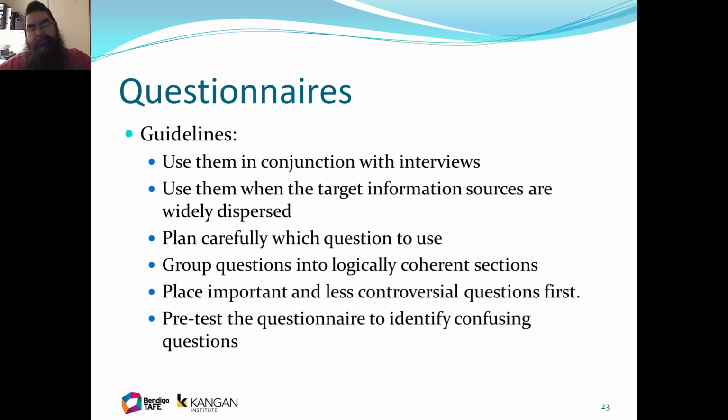Group your questions so that they're logical in their sequence. You place the most important questions up front, which tend to be the least controversial, and always run a test on your questionnaire before sending it out, just to confirm that the people being asked understand the questions that you are asking.